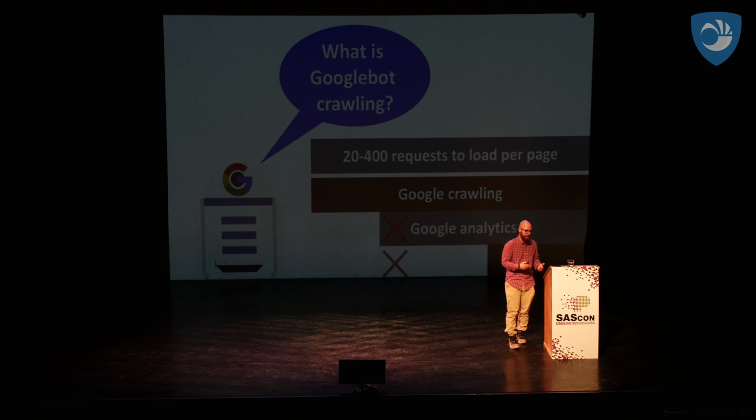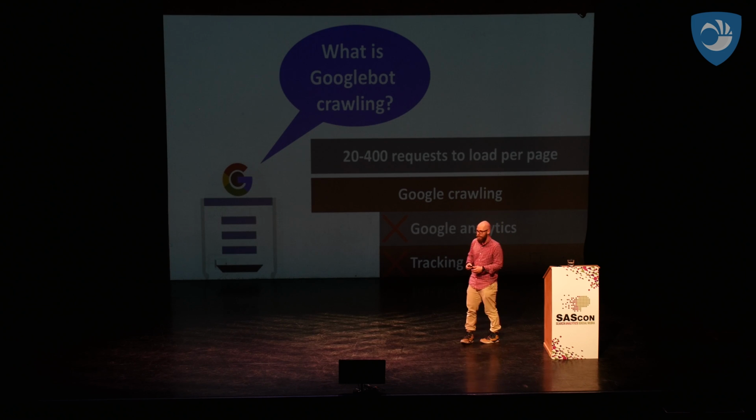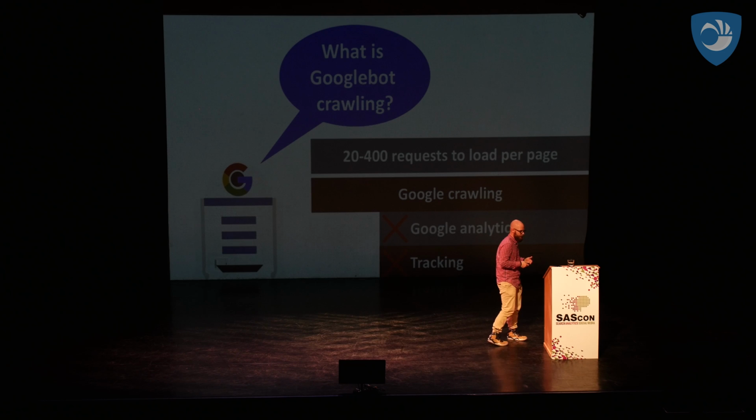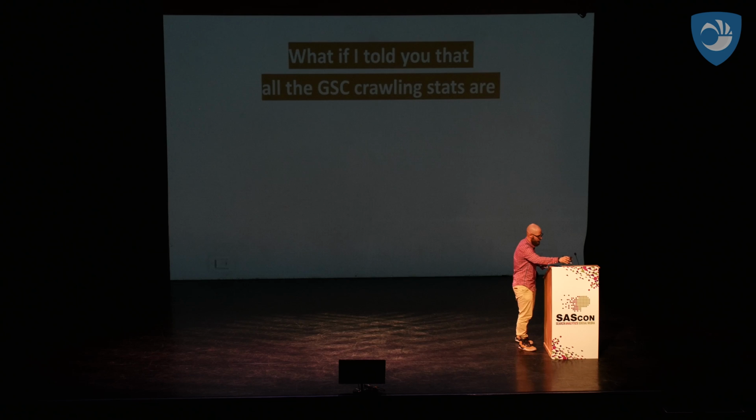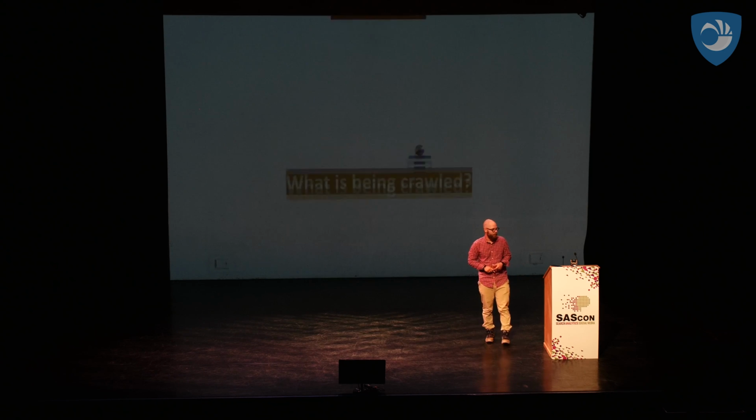And let me start with one interesting example. If we look in detail at what Googlebot is crawling, each page is not only our HTML, but it's 20 to 400 requests. And Google knows which of those requests to filter. For example, they wouldn't crawl Google Analytics JavaScript code and stuff like that, because that would be visible as visits. So they know which resources to filter out. But what if I told you that a lot of the Google Search Console crawling stats we look at are deadly wrong? Let me show you why.